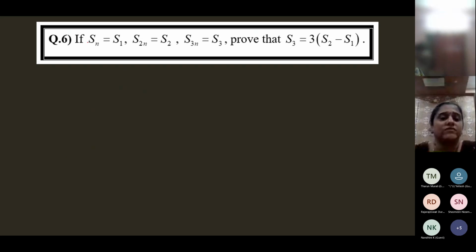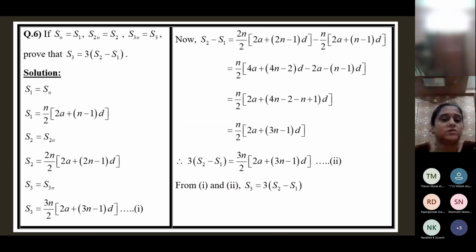All right. So again, we have some equations here. We'll work with these equations first. So Sn is given to be S1. I've just written it the other way, because you can expand this using the formula. That is, the sum to n terms is called S1. The sum to 2n terms is called S2. The sum to 3n terms is called S3.